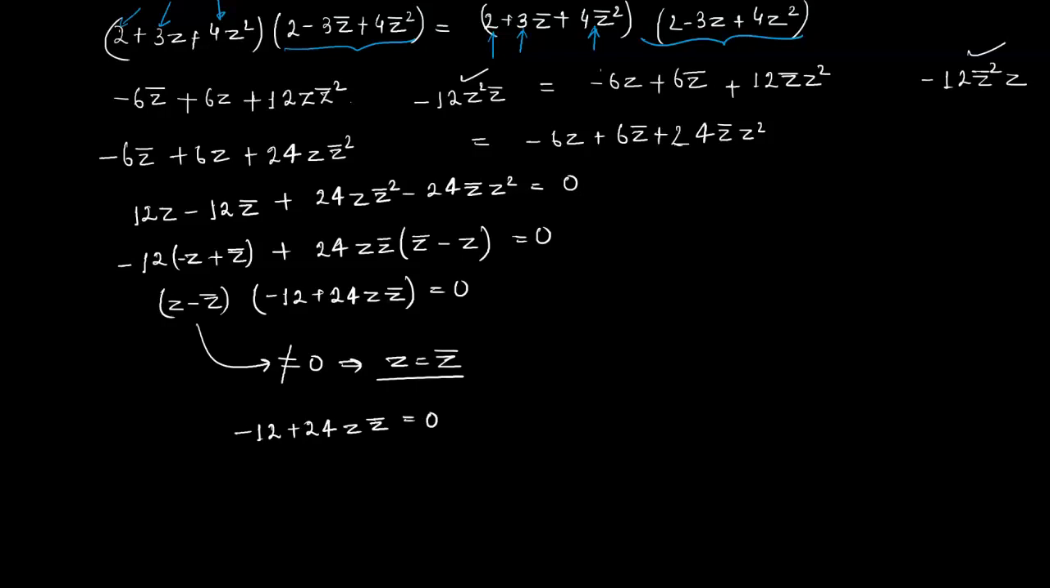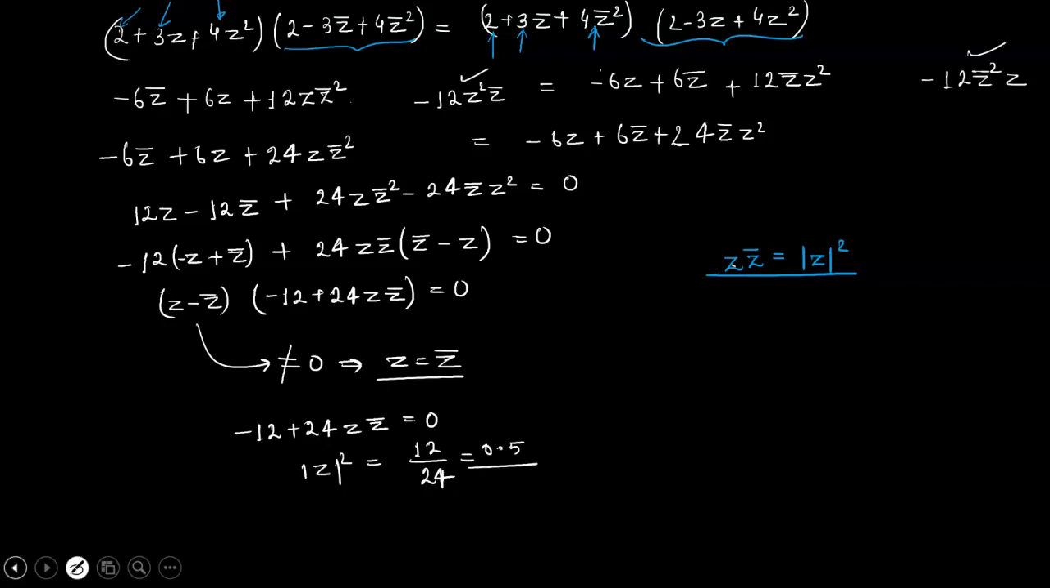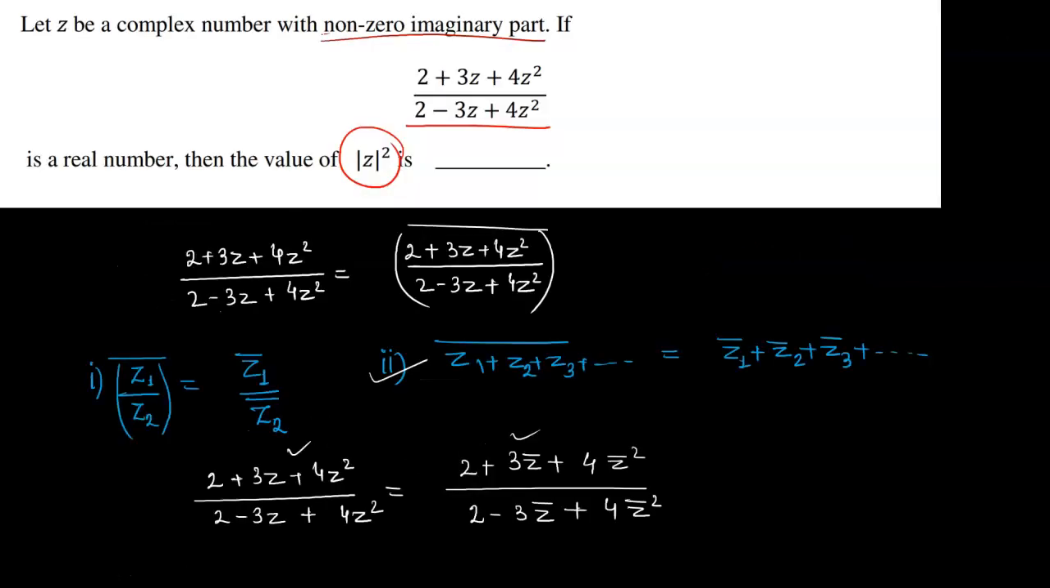So we know that z into z bar is equal to mod z square. This is a property of complex numbers. So we can see here that mod z square will be equal to 12 by 24, which is 0.5. Okay, so we have the answer here as 0.5.